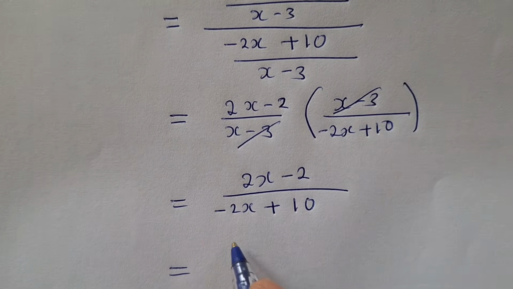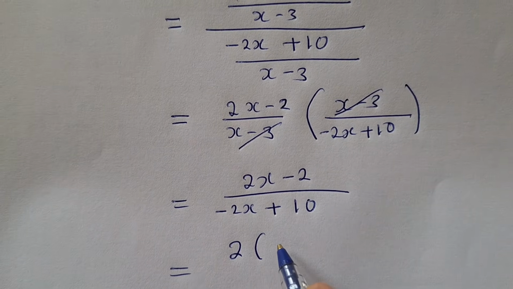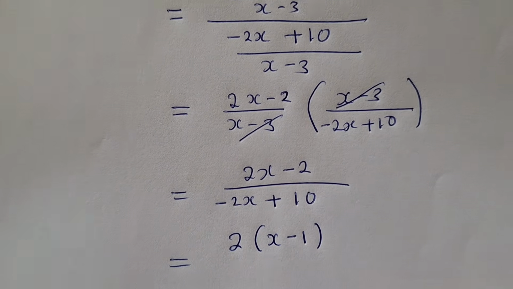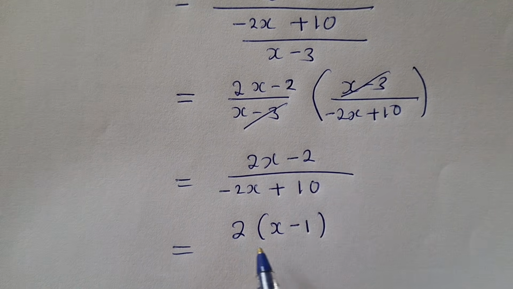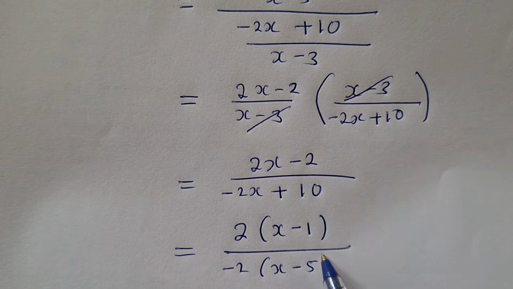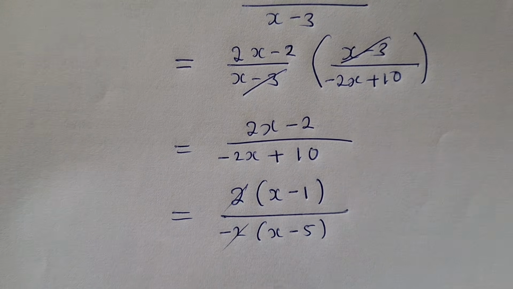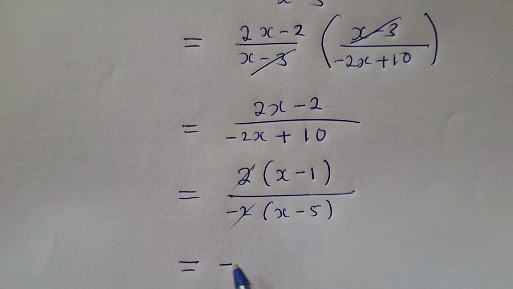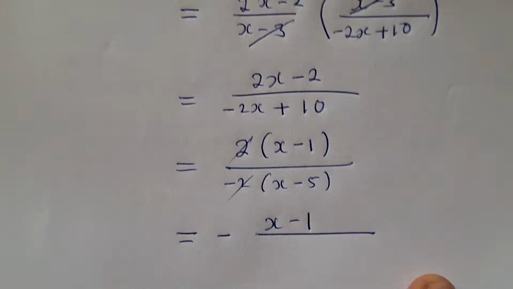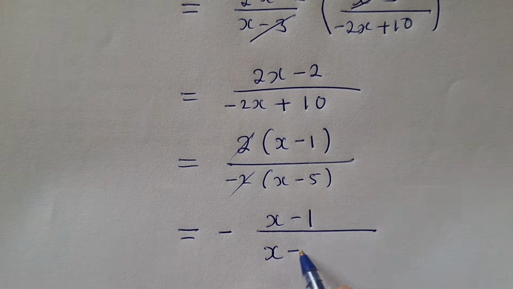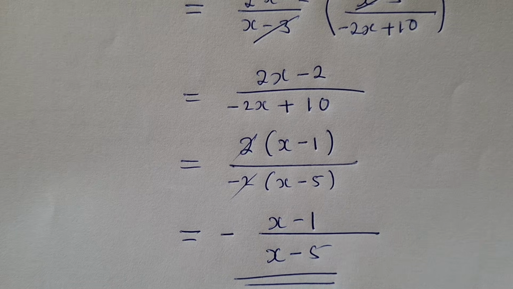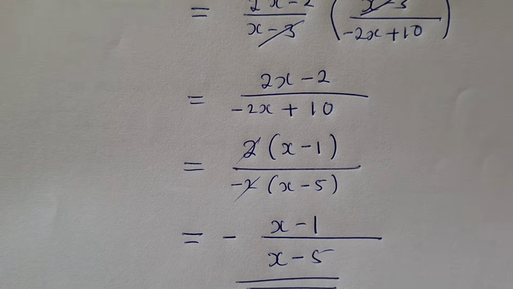We simplify further. So 2 open bracket x minus 1. Okay, I'm just factorizing here on top. So negative 2 open bracket x minus 5. So this and this will go. We shall remain with negative, we put a bar here, x minus 1, then here x minus 5. This is our solution for question number 4a.